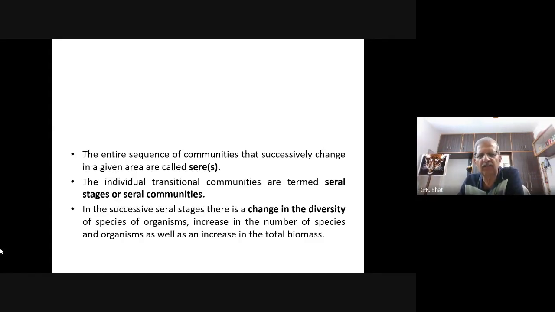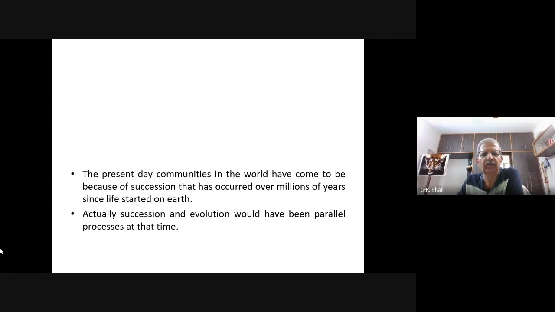In the successive seral stages, there is a change in the diversity of species of organisms. In one particular habitat, you would come across one particular type of plant and animal species. When the habitat changes, another type of plant and animal species comes. So, in the successive seral stages, there is a change in the diversity of species of organisms, an increase in the number of species and organisms, as well as an increase in the total biomass.